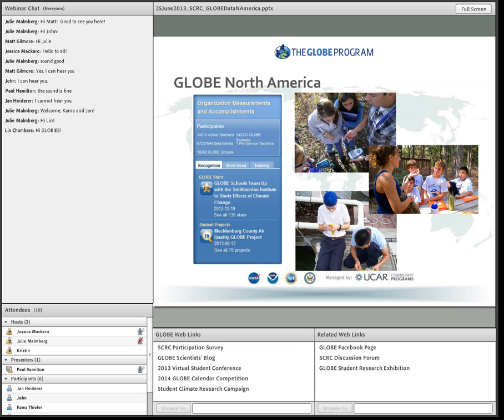The region is represented on the Globe International Advisory Committee by Lynn Hare, and also has representation on both the Education Advisory Committee and the Science Advisory Committee. There are over 14,200 active teachers in the region, and they have taught over 340,000 students. The more than 18,200 schools have taken and submitted over 67 million observations to the Globe database. So they have provided a wealth of data to the program.